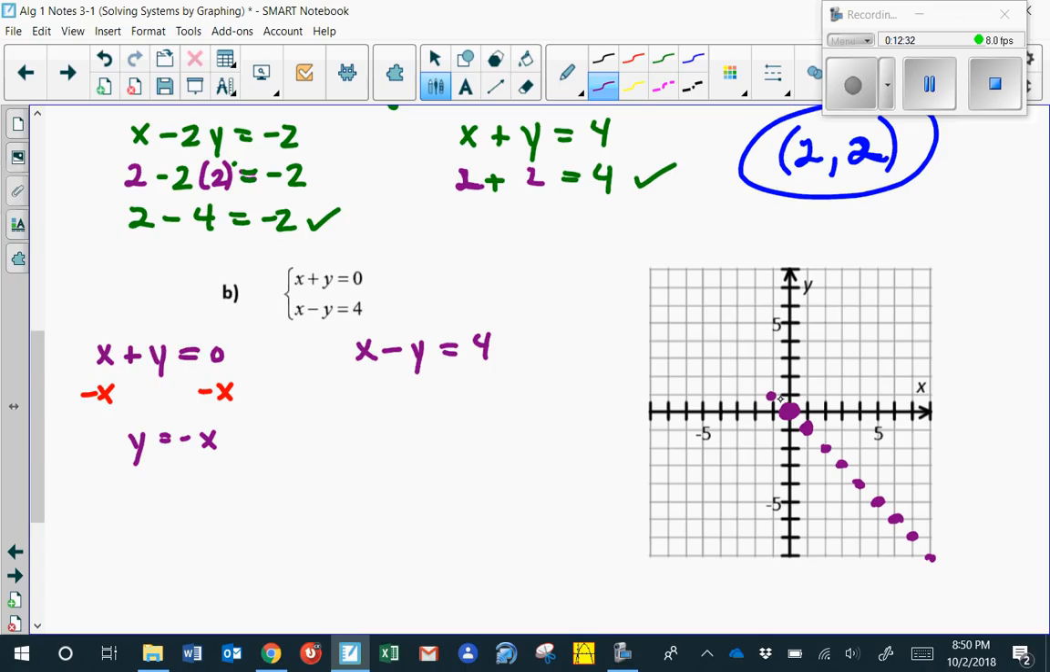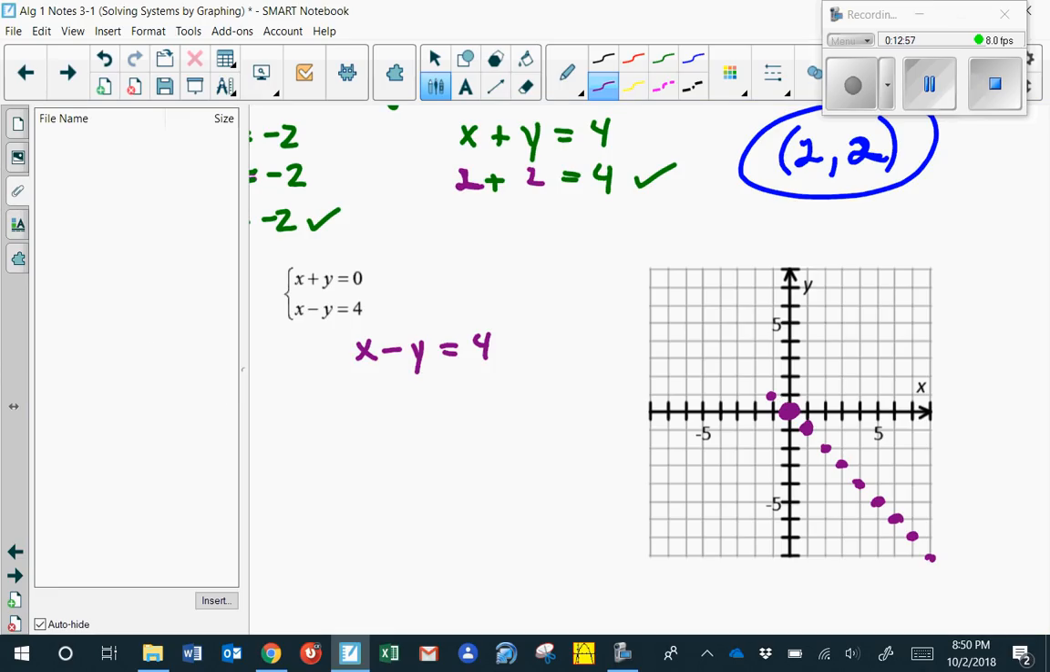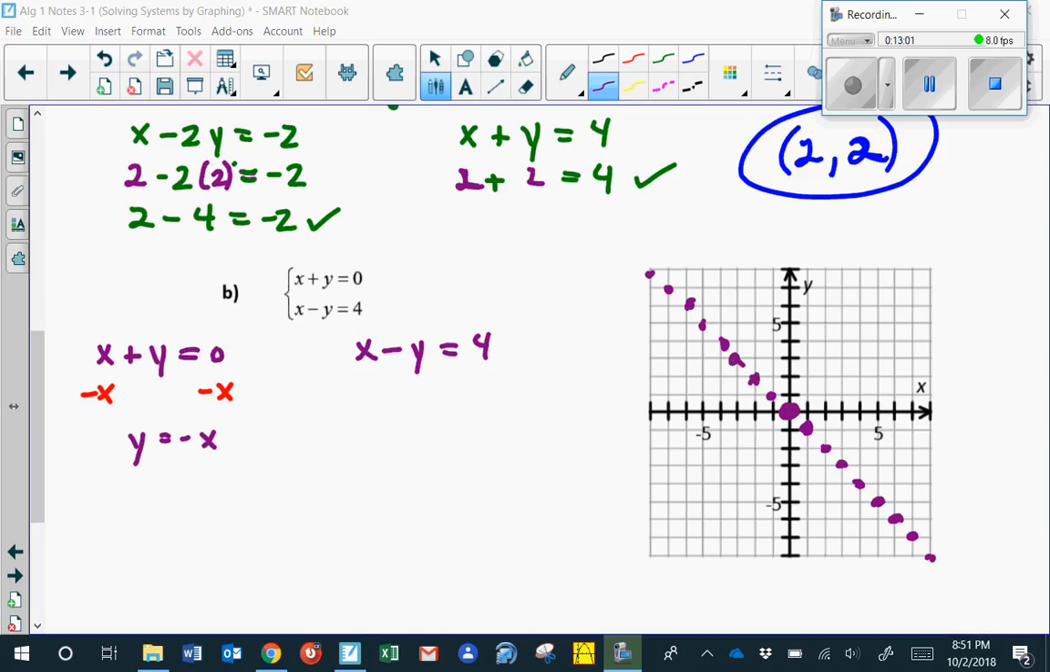And we want to graph as many points as we can so that this is graphed accurately. And we'll connect the points to form a straight line.